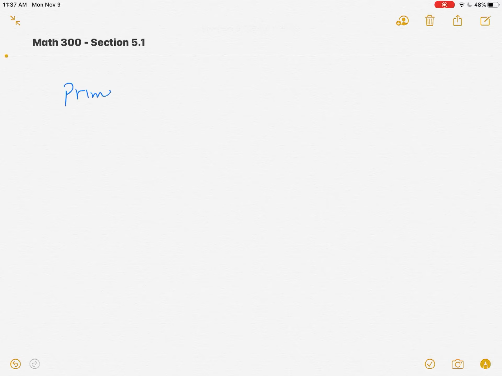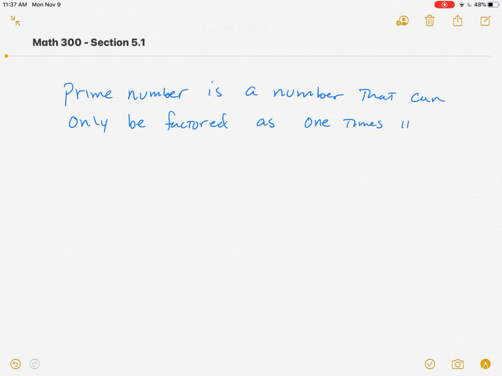And so let's give you a definition of a prime number. So a prime number is a number that can only be factored as 1 times itself. Okay, so we're thinking about just kind of broad factors here, integer types of factors. So for example, the number 12. Is the number 12 a prime number?